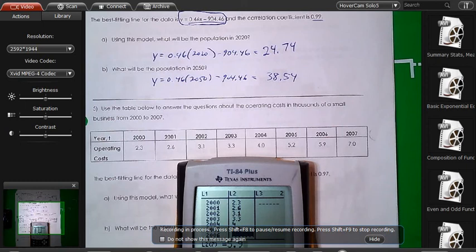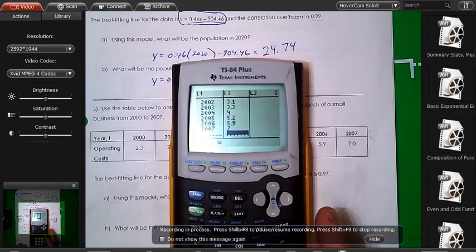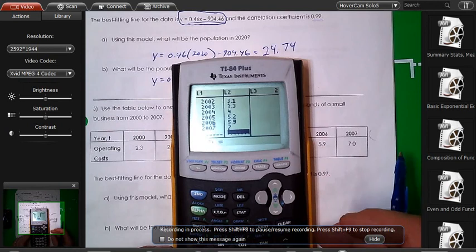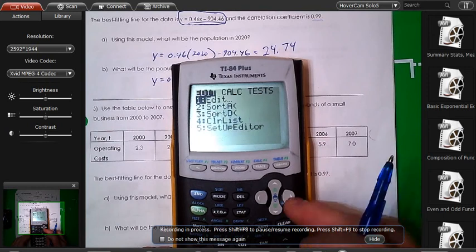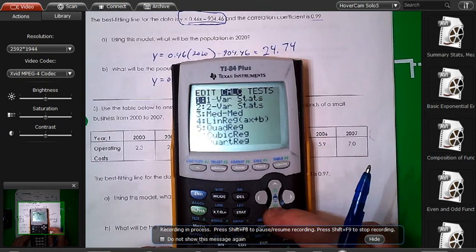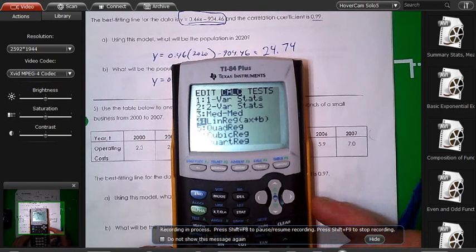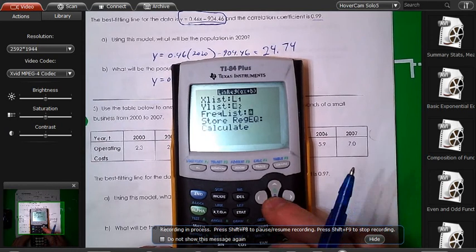Okay, so once you've plugged in the data into both lists, we've already turned our diagnostic on, so it should give us the correlation coefficient. So after you've plugged it in, you're going to press what button? Stat. And then you're going to go to Calc, and then you're going to go down to number 4, Linear Regression. Press Enter. Go down to Calculate. Press Enter. And it gives you everything you need.